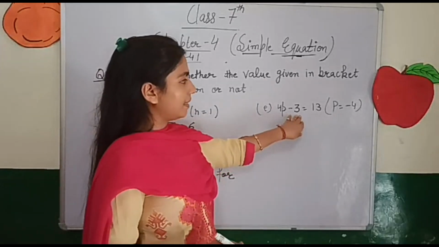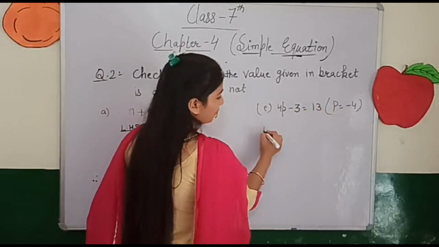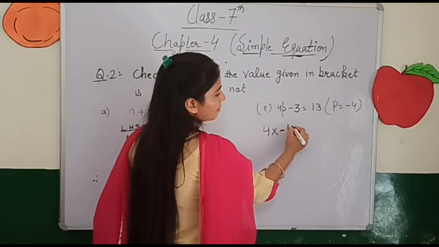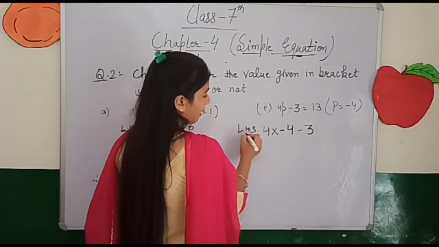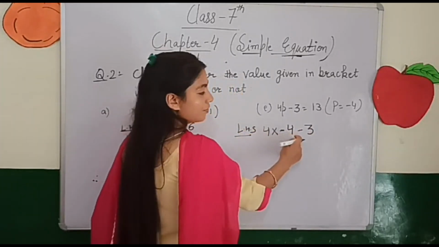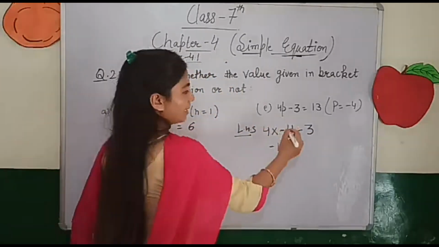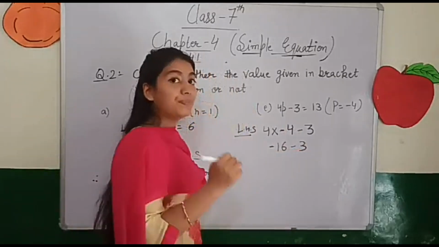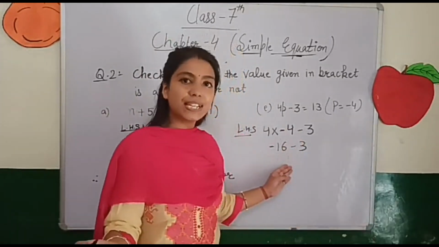Now coming to our next part, it's part E I am going to do over here. 4p minus 3 is equal to 13. So the p value is minus 4. So 4 into minus 4 minus 3 is your left hand side. Okay. So multiply is there. 4 4s are 16. And here is minus. You will put minus over here. Minus 3.